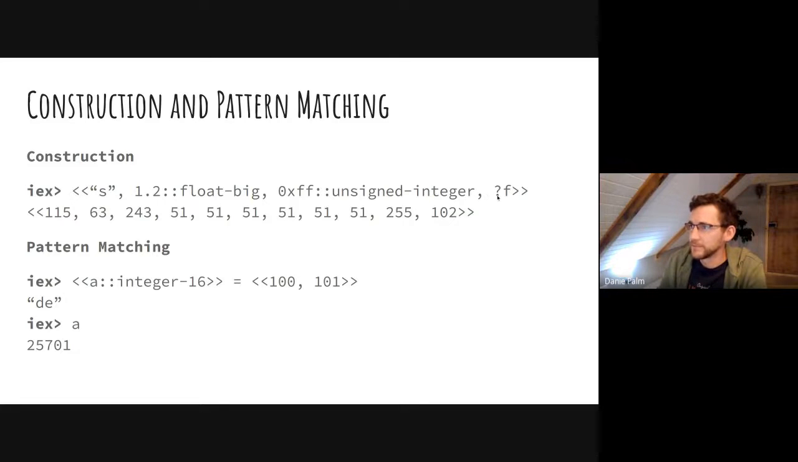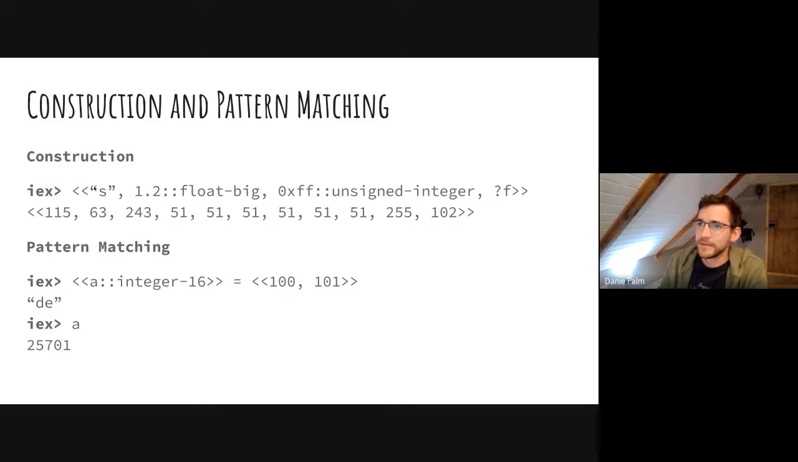And then finally, I put a character in there. If you look at what Elixir shows you for the binary that you've constructed, it will show it in the canonical form. In this case, the S translates to 115. That float takes up 8 bytes, so it's actually the 63, the 243, the 51, 51, 51, 51, 51, 51. And then you get to the hex double F number, that's the 255. And finally, the F character in UTF-8 encoding, the Unicode value for that is 102.